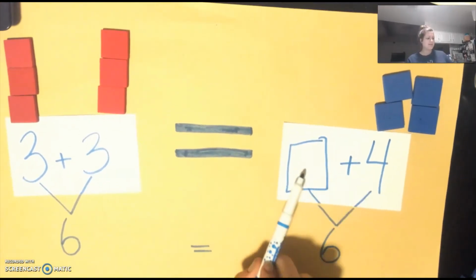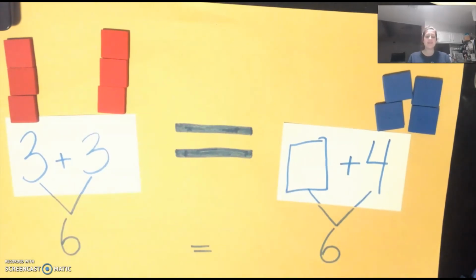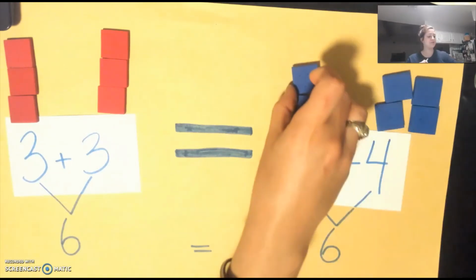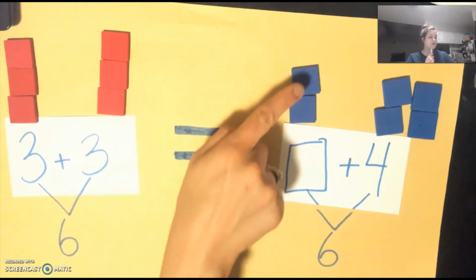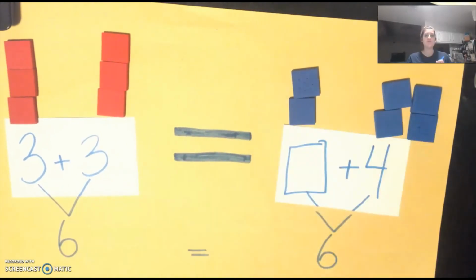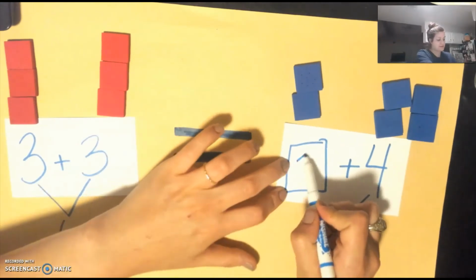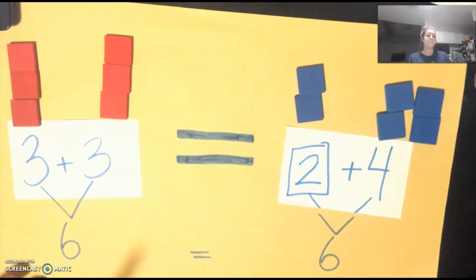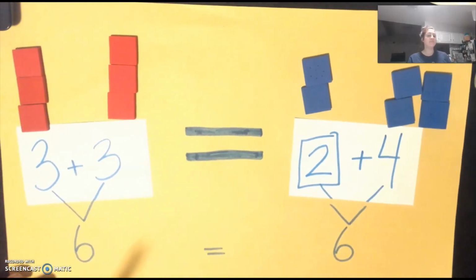So how would I find the missing part that goes in there? What's the missing part? What plus 4 equals 6? That's right, 2. Let's test it and make sure you're right. 1, 2, 3, 4, 5, 6. You just found the missing part. Looks hard, but it's pretty easy.